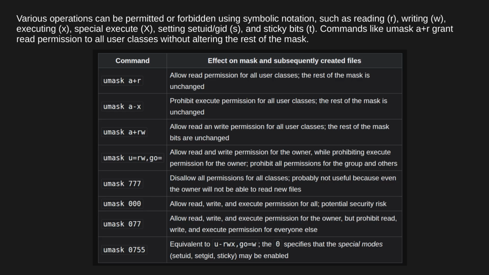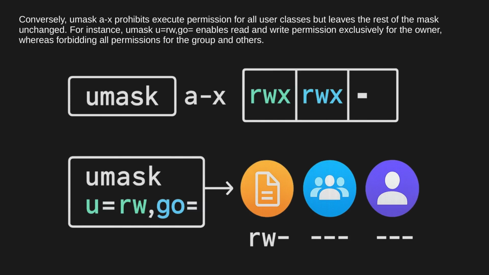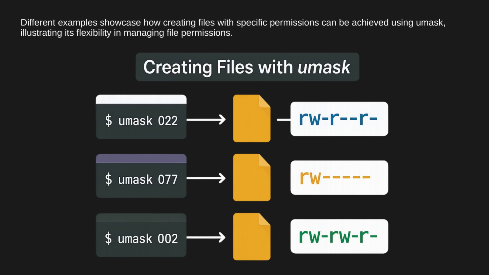Commands like umask a+r grant read permission to all user classes without altering the rest of the mask. Conversely, umask a-x prohibits execute permission for all user classes, but leaves the rest of the mask unchanged. For instance, umask u=rw,go= enables read and write permission exclusively for the owner, whereas forbidding all permissions for the group and others. Different examples showcase how creating files with specific permissions can be achieved using umask, illustrating its flexibility in managing file permissions.